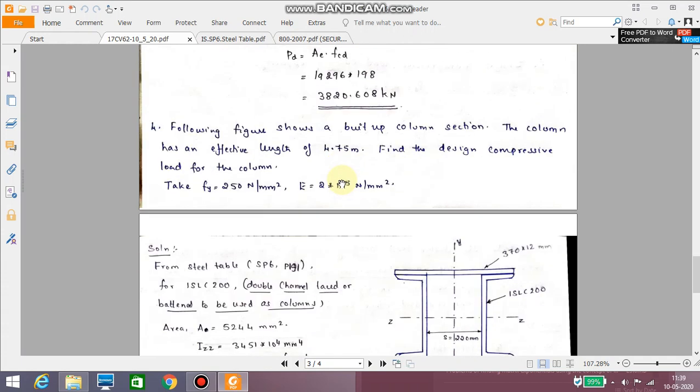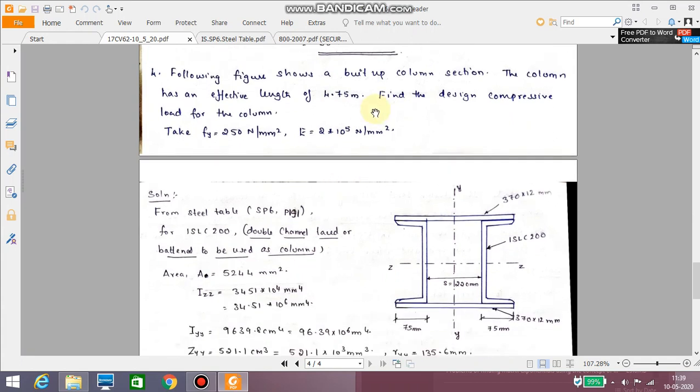Now let us go for one more problem. The following figure shows a built-up column section. The column has an effective length of 4.75 meter. Very important, they have already given the effective length. No need to find out the effective length again. Find the design compressive load for the column.